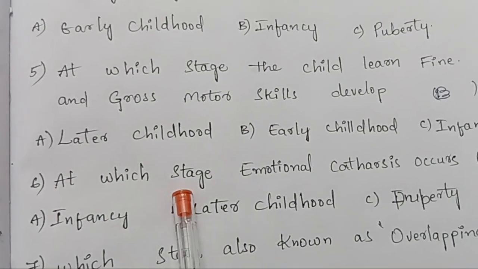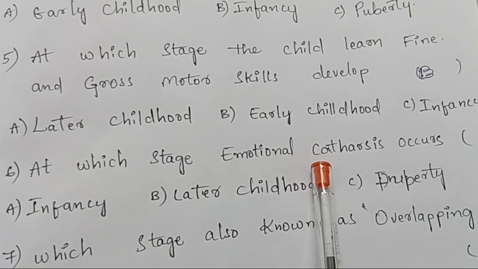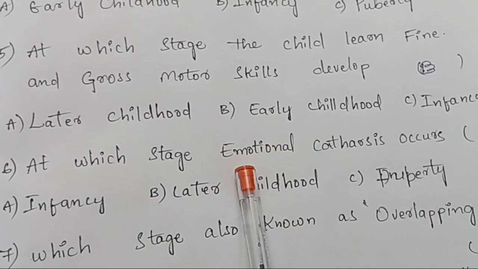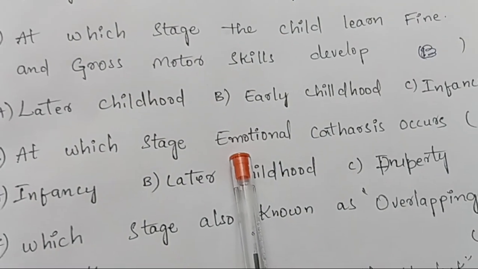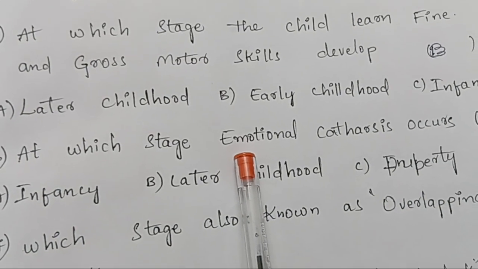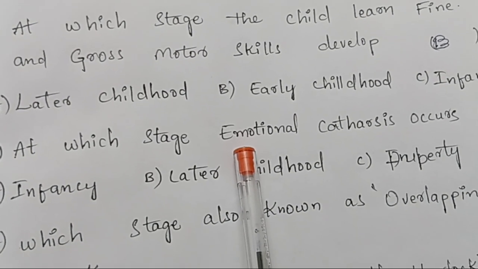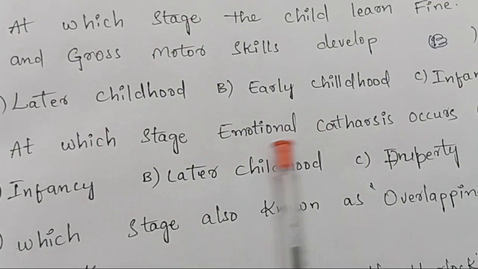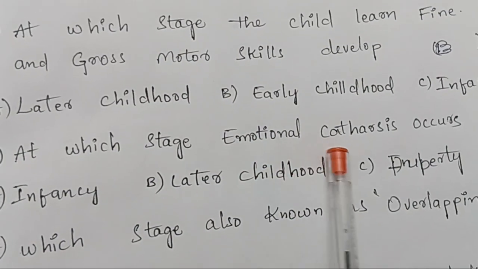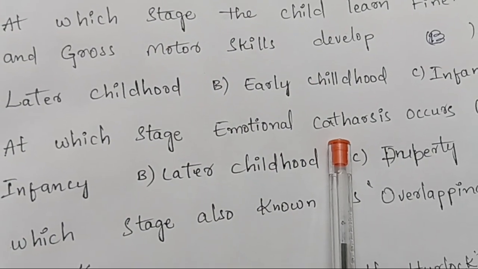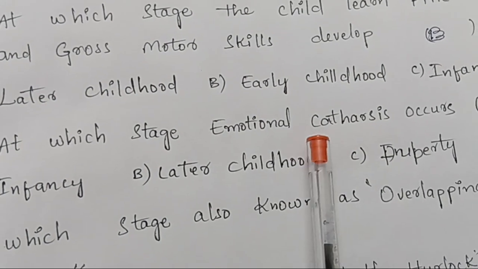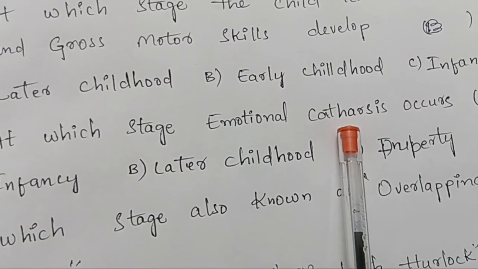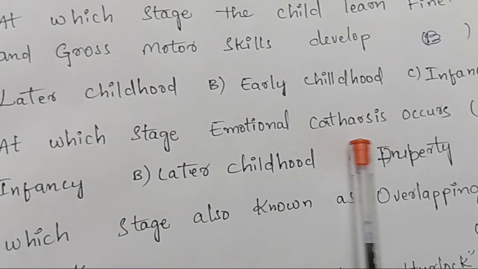At which stage does emotional catharsis occur? Emotional catharsis means the child will remove, purify herself or himself from the stress and strain. Over emotions, they can't control the emotions. That's why they will throw back the emotions while crying, in conversation with others, playing, right? That is emotional catharsis. In which stage does the emotional catharsis occur?